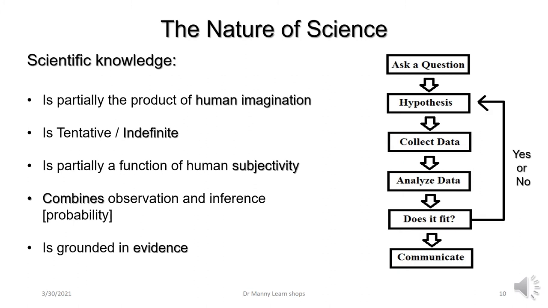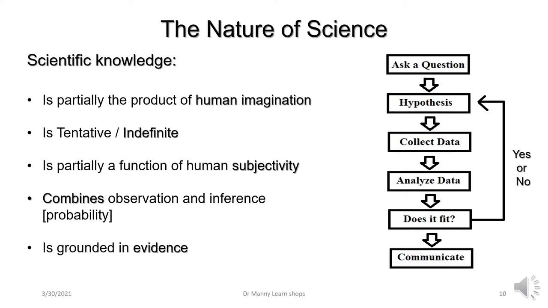Now let's review another concept, the nature of science. What's scientific knowledge? Well, scientific knowledge is considered to be partially the product of your imagination, and it's tentative. I've put the word indefinite there. Tentative is indefinite. It's not definite knowledge. It's partially a function of human subjectivity. And remember that subjective data is information from you, your point of view. For example, subjective data could be symptoms, and this includes feelings, perceptions, concerns, not measurable. I mean, you can't measure anxiety.